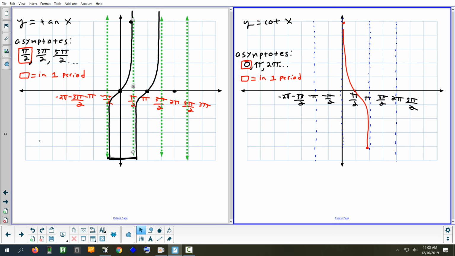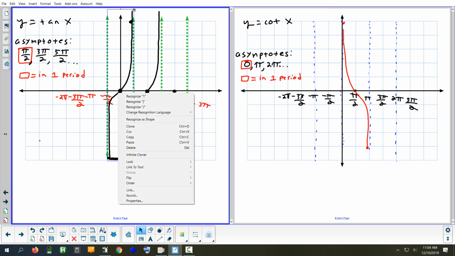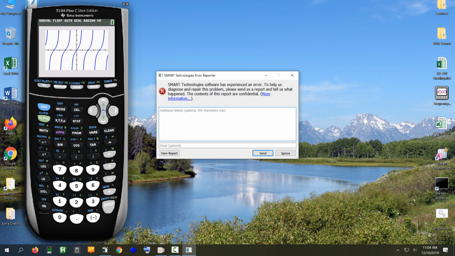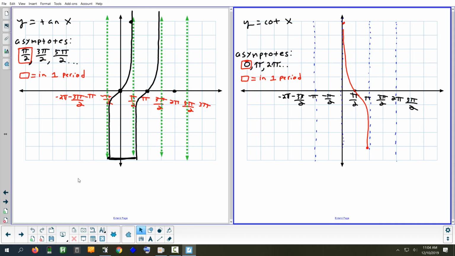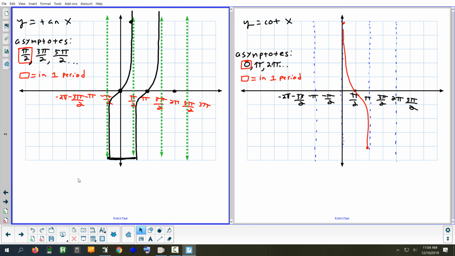All right. So look at tangent. Tangent's on the left. It has an intercept at 0. Look at cotangent. Now, 0 is an asymptote, and I've overloaded the computer. Thank you. Okay, so now let's look at pi over 2. In tangent, pi over 2 is an asymptote. In cotangent, pi over 2 is an intercept. So all the intercepts and asymptotes switch, because from tangent to cotangent, sine and cosine switched.